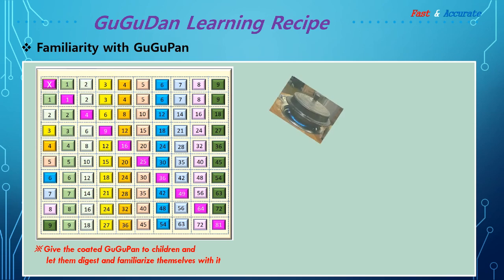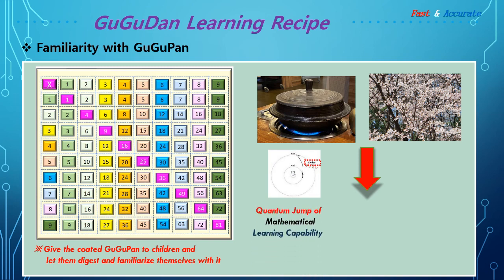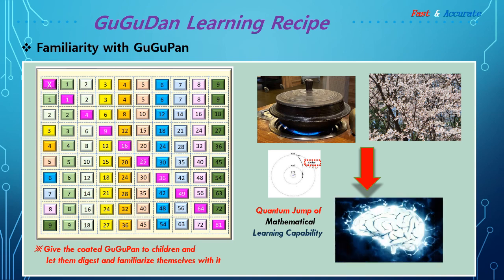As shown in the picture of the upper right, if you wait patiently, like waiting for the persimmons in the cauldron to ripen or waiting for the cherry blossoms in spring, at some point, children will be familiar with the Gugudan, just as the persimmons are ripe and the cherry blossoms in full bloom. At that point, there will be a significant difference in the ability to learn mathematics that can be called a quantum jump, and as a result, the GuGuPan will be imprinted on the children's brains and they will be able to freely enjoy not only multiplication but also the mathematical playground of division, fractions, decimals, equations, and functions, etc., which they will learn sooner or later.